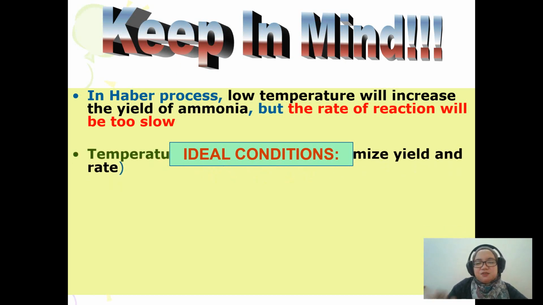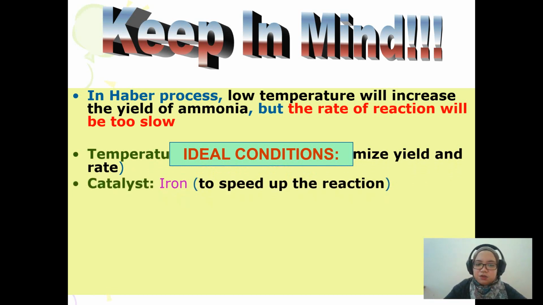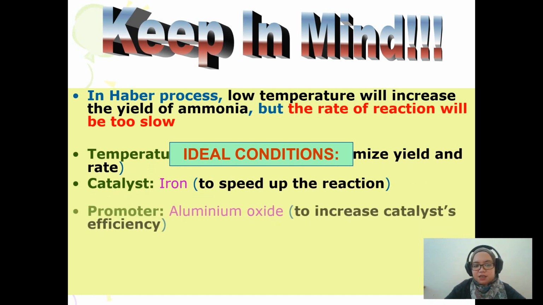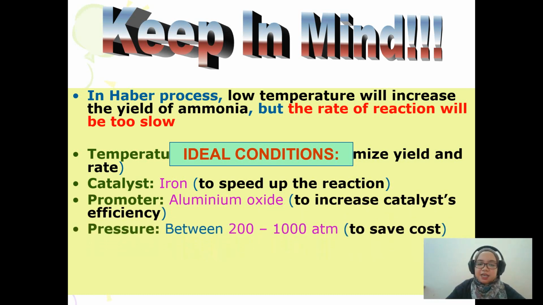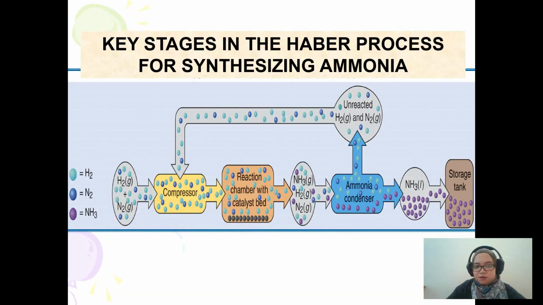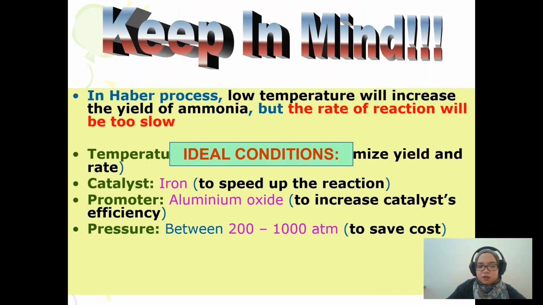So, ideal temperature is 450 to 500 degrees Celsius untuk maximize yield and the rate. And catalyst will be used iron to speed up the reaction. And use the aluminium oxide to increase the catalyst efficiency. So, promoter ni adalah untuk increase the efficiency of the catalyst. Okay, and pressure sangat-sangat tinggi. 200 to 1000 atm to save cost. Okay.